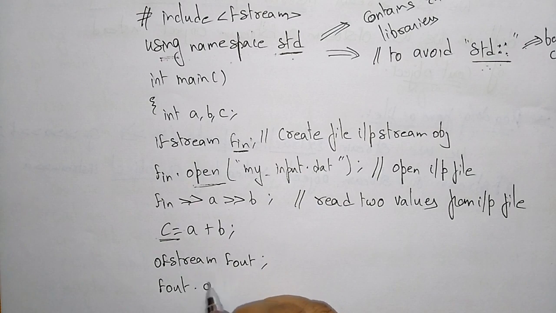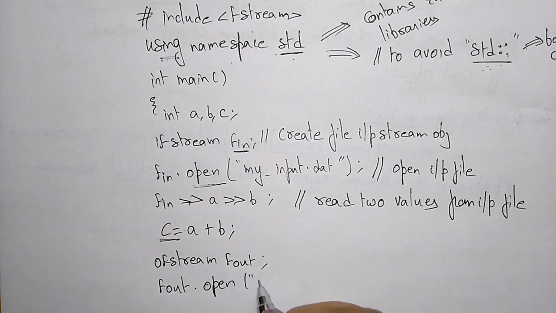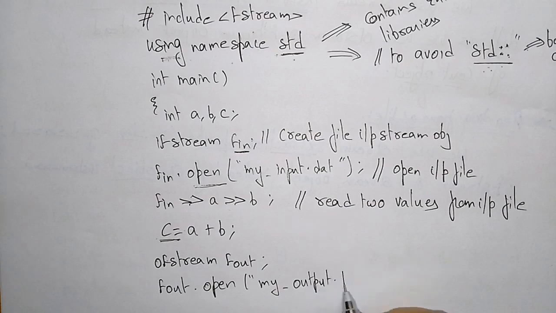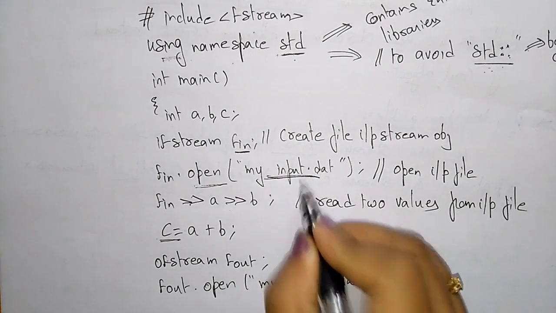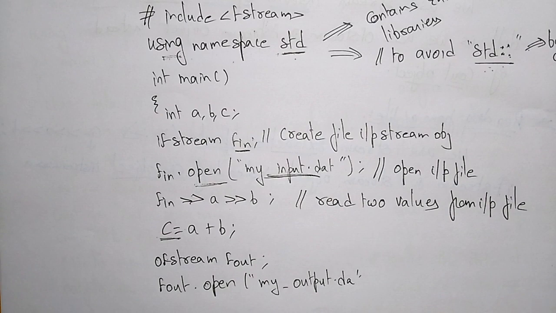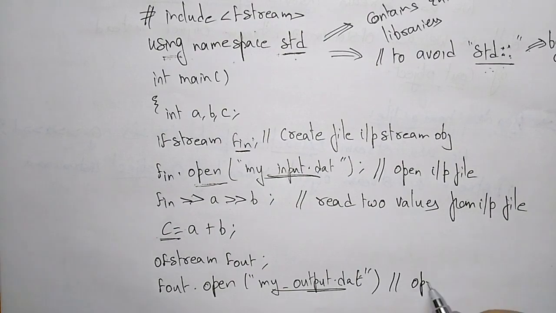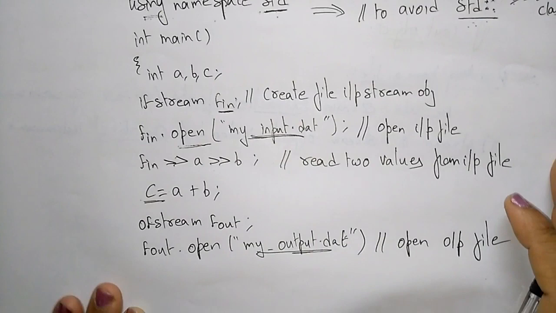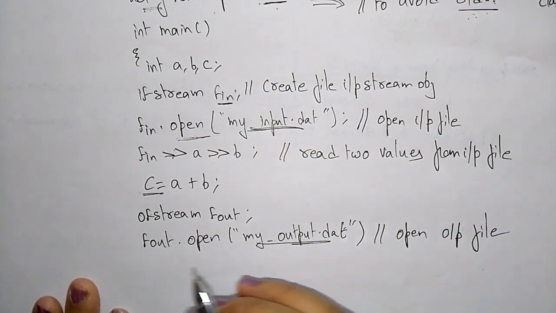fout dot open. So that file is my output.dat. So this is the input file, and the data we have to write the result, that is the output file, output.dat. So it opens the output file.